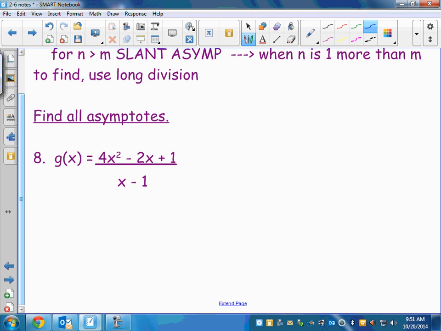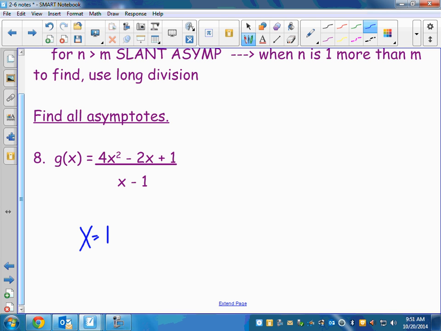So here we go. Find all asymptotes. I got one of them. What do you got? X. Vertical asymptote. Is there a horizontal asymptote on this? Nope. No, the numerator is bigger than the denominator, so there is no horizontal asymptote. If there's no horizontal asymptote, that means there's a slant asymptote.